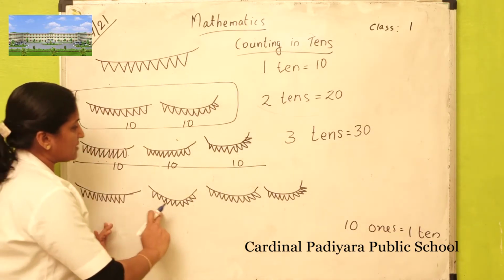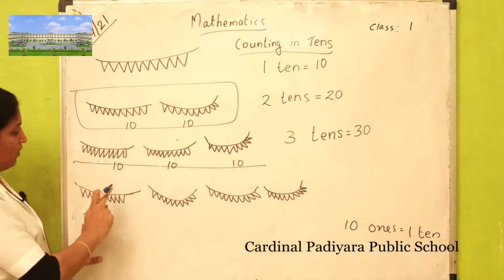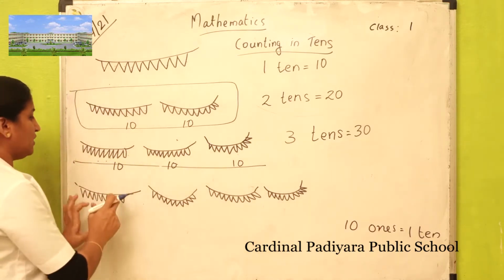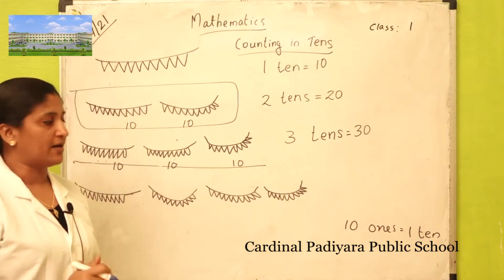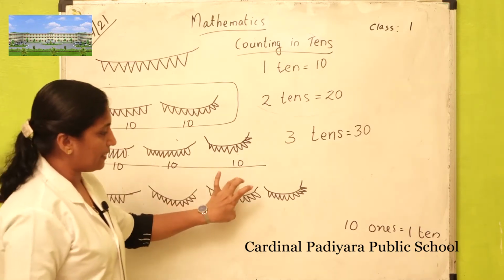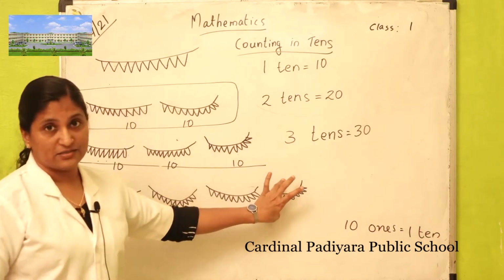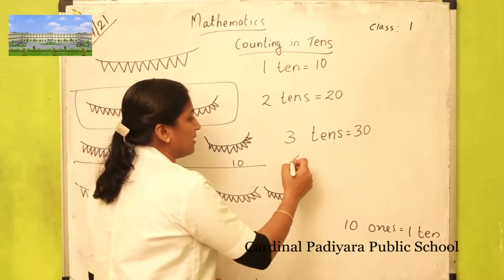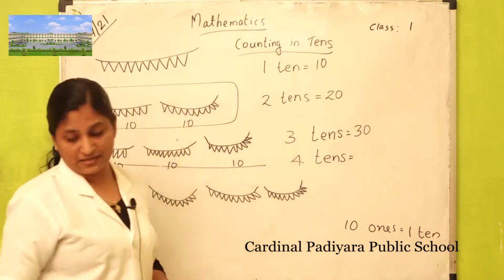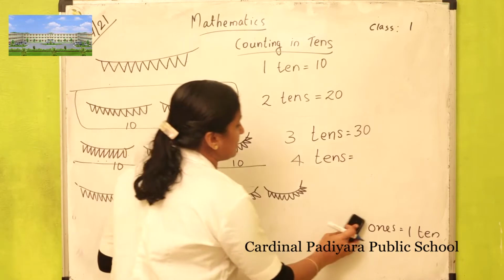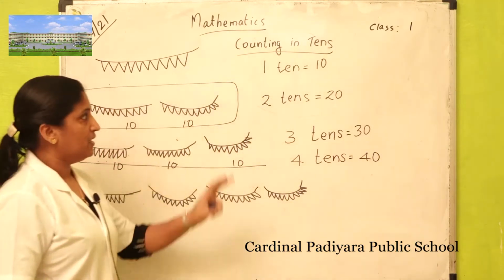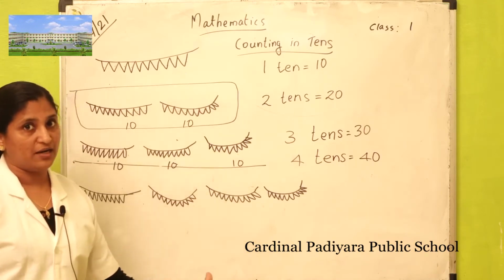Okay. The next row. How many buntings here? 1, 2, 3, 4. 4 buntings. Each bunting has 10 triangles. So this 1 ten, 2 tens, 3 tens, 4 tens. So how many tens here? 4 tens. 4 tens is what? Tell me the answer. 4 tens is 40. Then, similarly, next, how many buntings?